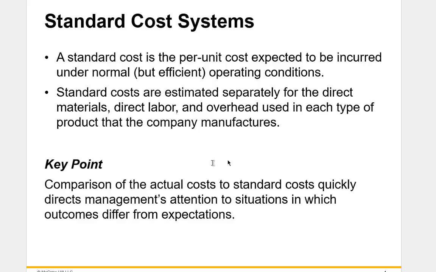An important part of cost accounting is a measure of standard cost. These are the costs expected to be incurred under normal operating conditions. So standard costs are estimated separately for direct materials, direct labor, and overhead for each of the things that are produced. So it's the comparison of actual to standard that is really the critical component to see where things are different than expectations. And this is key to diagnostic analytics as we talk about it. It's finding the differences and then trying to explain why that might be.